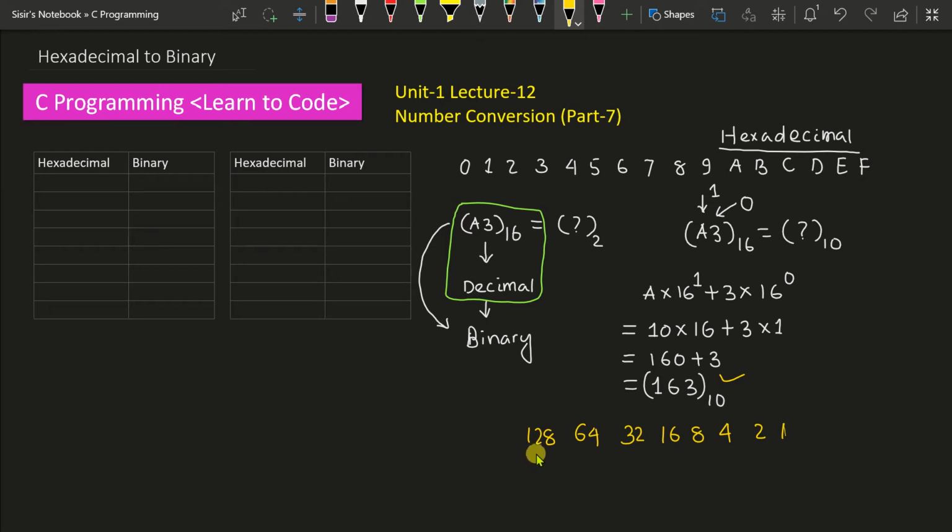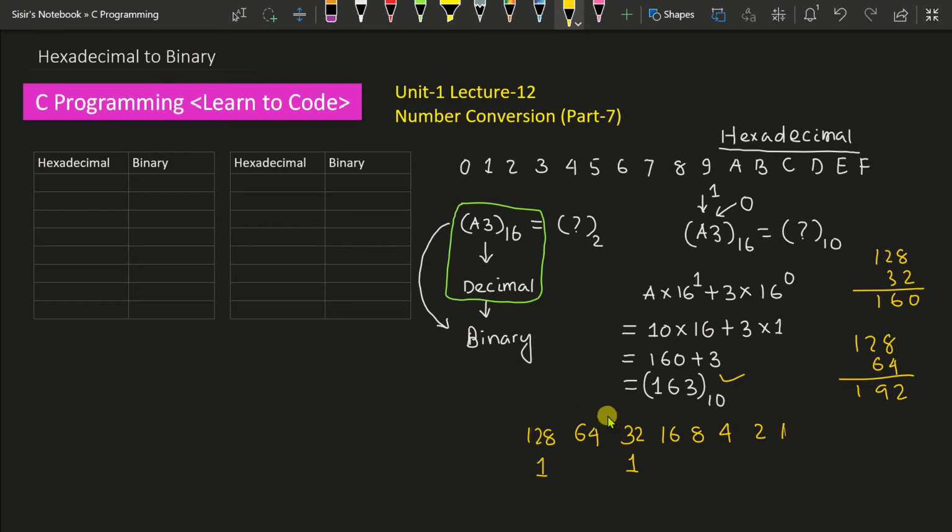Let's say first add 128 plus 64. If you add 128 plus 64, this becomes 192. Yes, it is 192, but 192 is greater than 163, so we should not add 128 with 64. Let us add 128 and 32. So 128 plus 32 becomes 160. Yes, it is right. So what I'll write is 1 below 128 and 1 below 32.